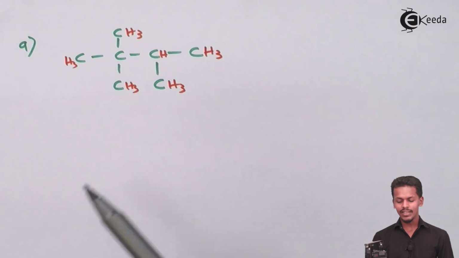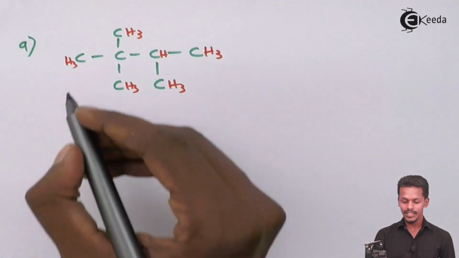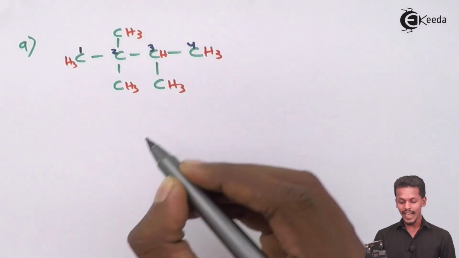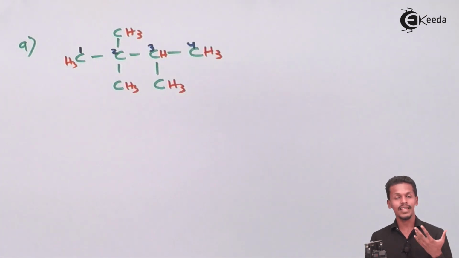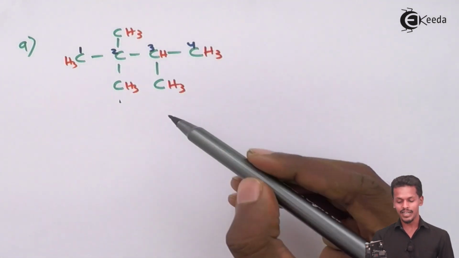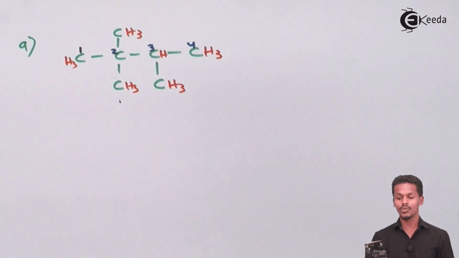So for that I will take the number from this end, so this one would be the first, this one the second, third and fourth, and on the second carbon atom I could see that there are more substituents, that is 2 substituents attached on the second carbon atom and 1 substituent attached on the third carbon atom. So here I have followed the rule of the IUPAC nomenclature, and this is called the numbering of the carbon atoms.